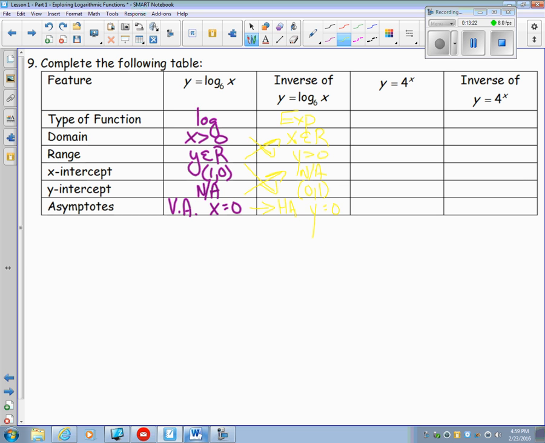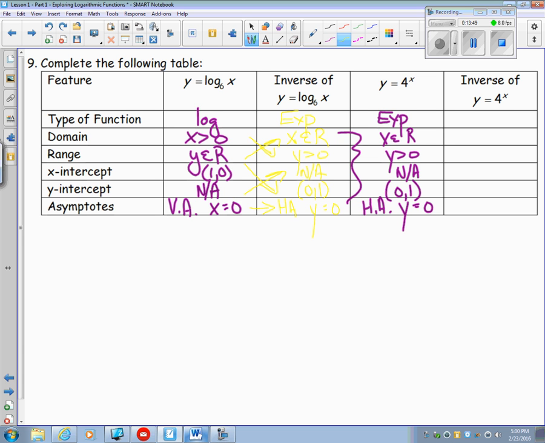Okay. We'll do the last one real quick. Hey, what kind of function is this? This is an exponential function. Well, if we're cheating, it should be all the same information we just had down here, right? Okay, so x is all real numbers. y is greater than 0. Not applicable. 0, 1. Horizontal asymptote. y equals 0.